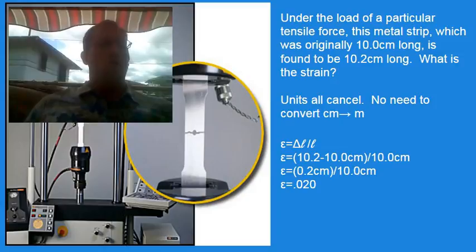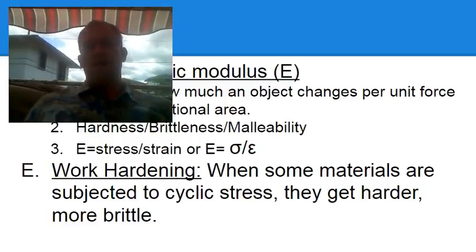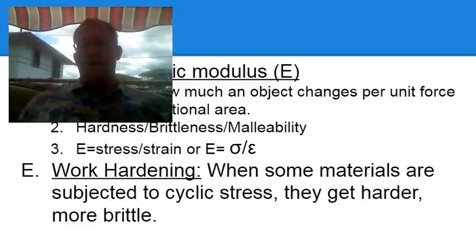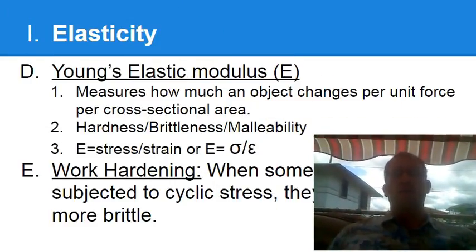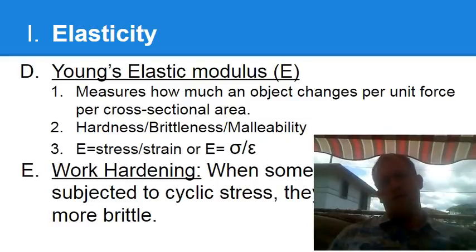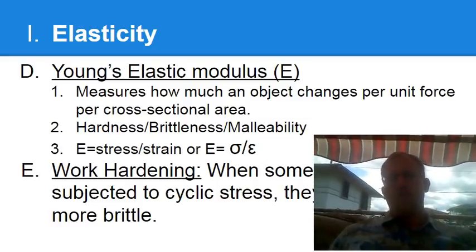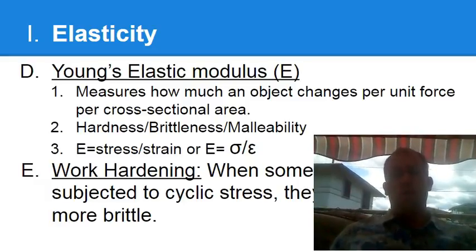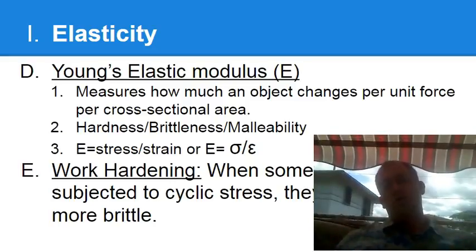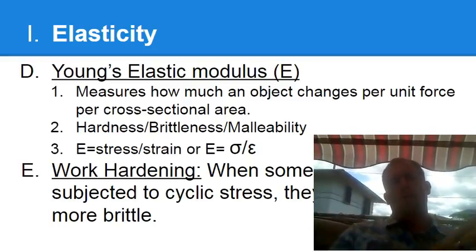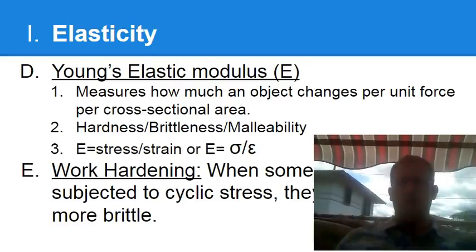Okay. One more concept here, and that is Young's elastic modulus. And so you get to calculate how elastic something is. Young's elastic modulus uses the capital letter E as its symbol. It measures how much an object changes per unit force, per cross-sectional area. So it grew by a certain amount because of this stress that was put on it.